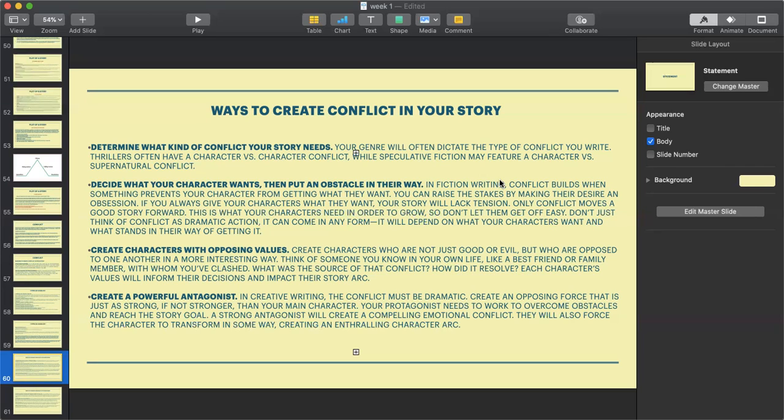Another way is to create characters with opposing values. So create characters who are not just good or evil, but who are opposed to one another in a more interesting way. Like there are two characters. One character wants technology to be everywhere. There is another character who doesn't want technology to be everywhere, who wants the normal world without technology. Maybe you are writing a love story, for example.